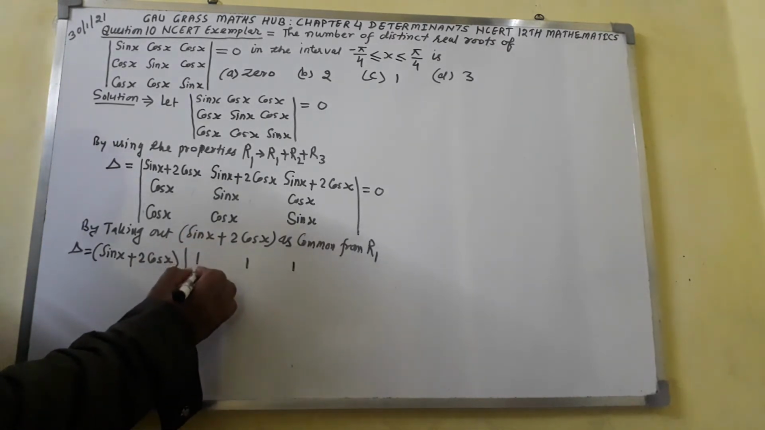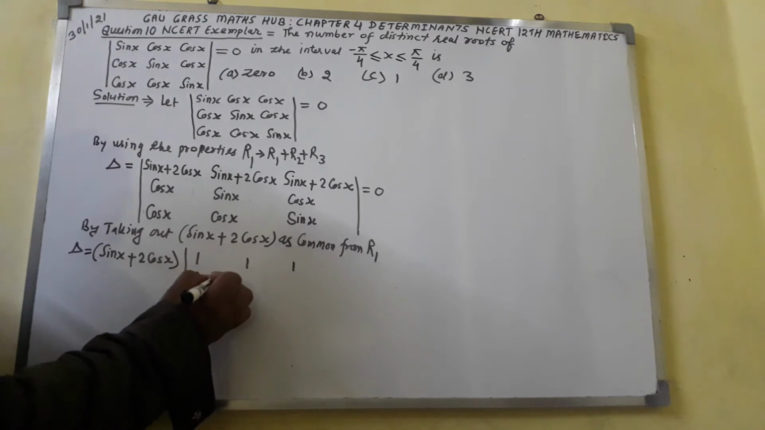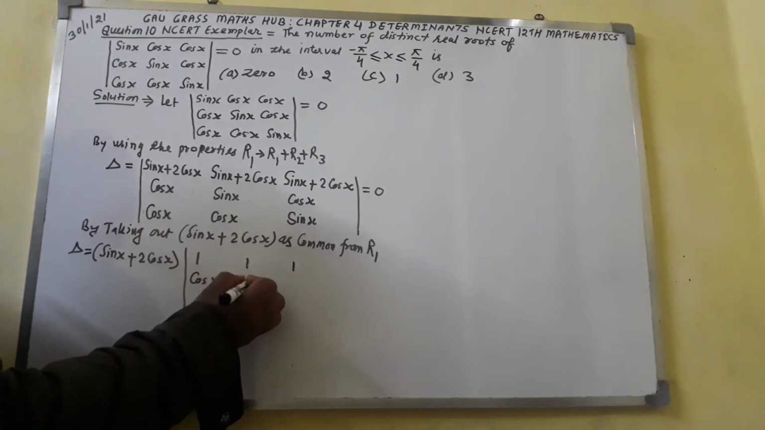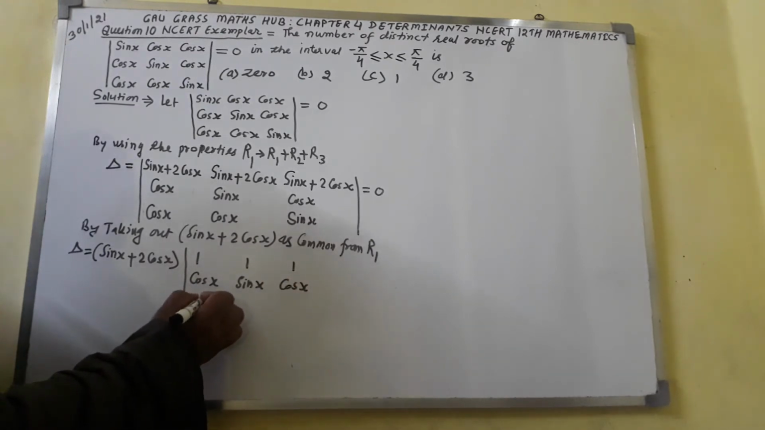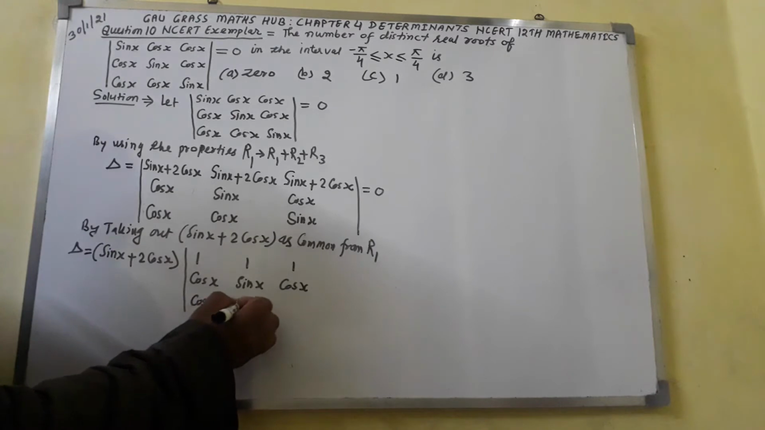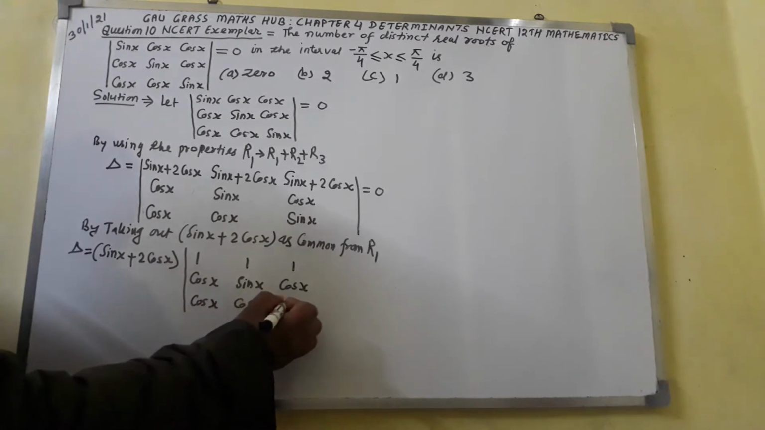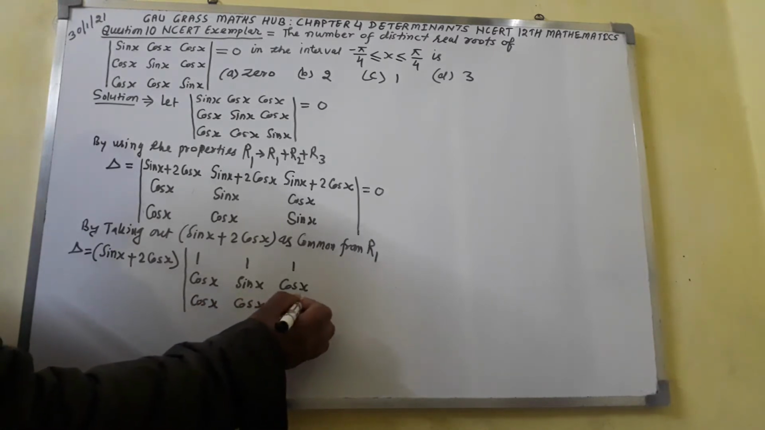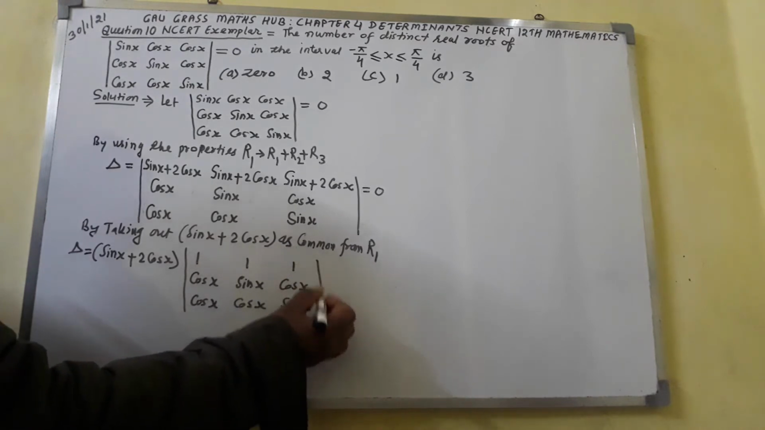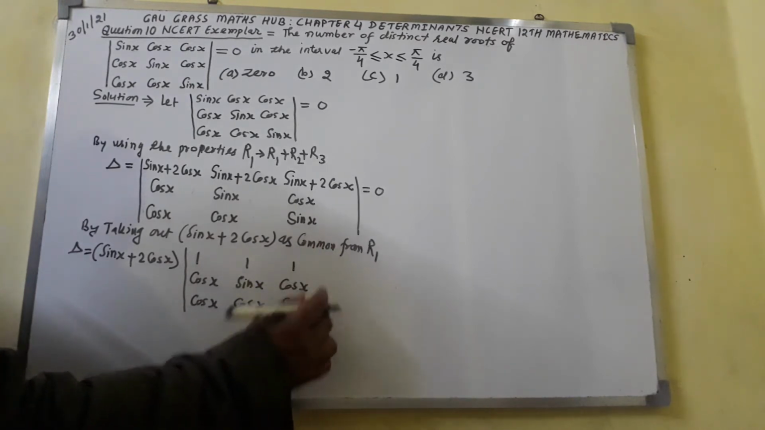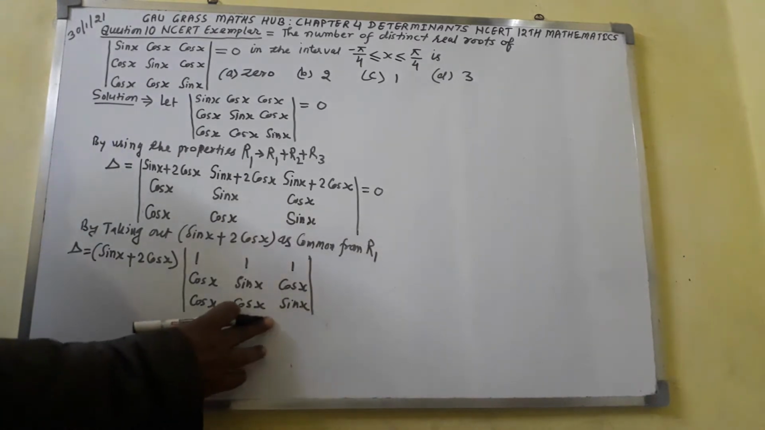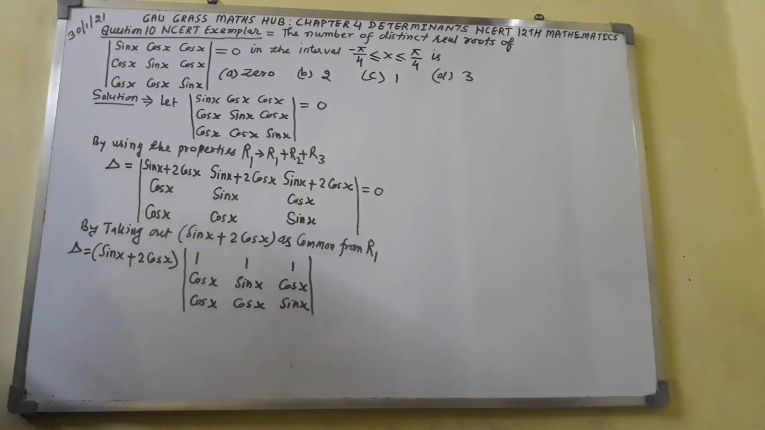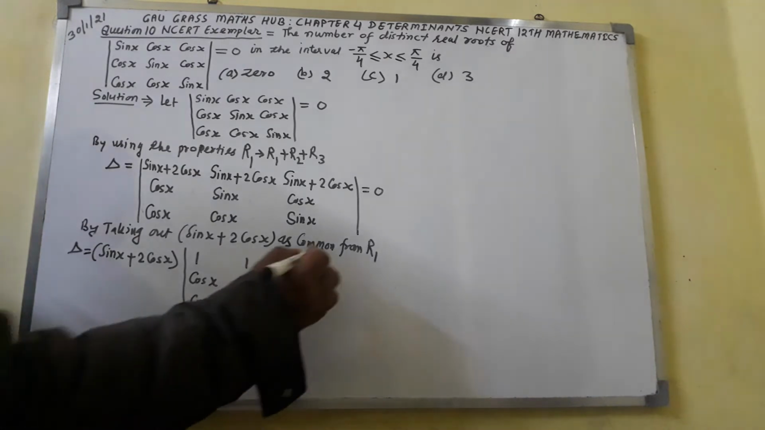Elements of second row will become cos x, sin x, cos x. Third row: cos x, cos x, sin x. This thing you will get equal to 0, you can write here.